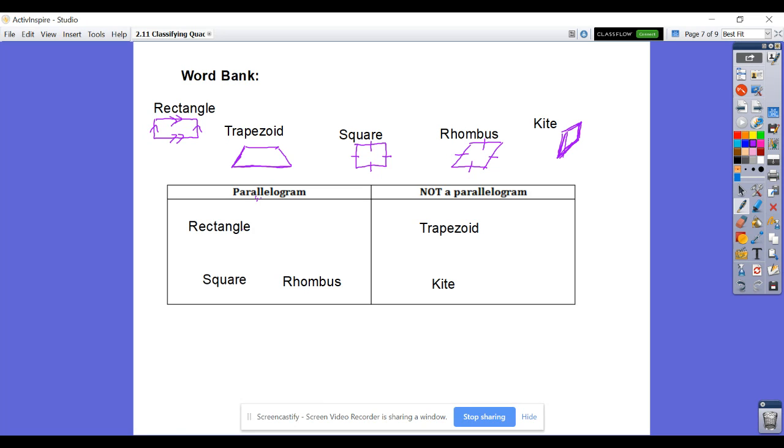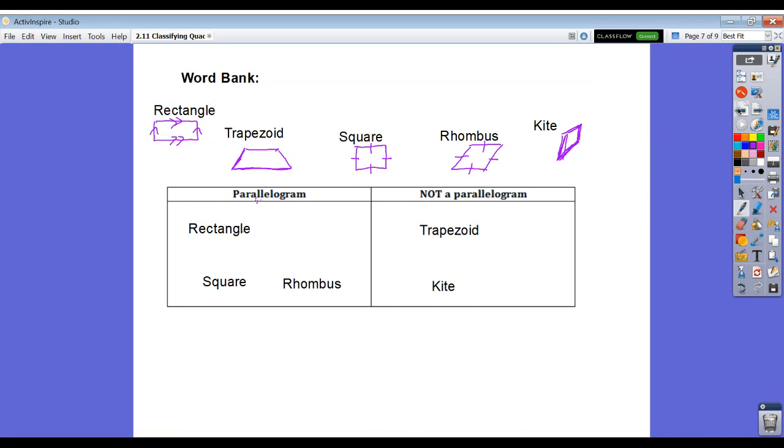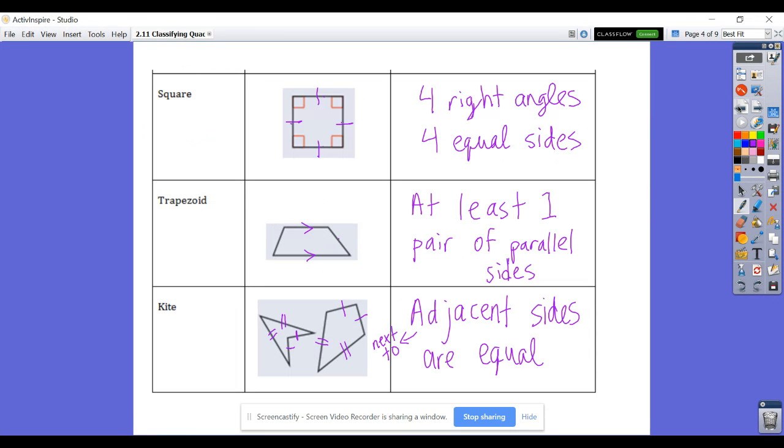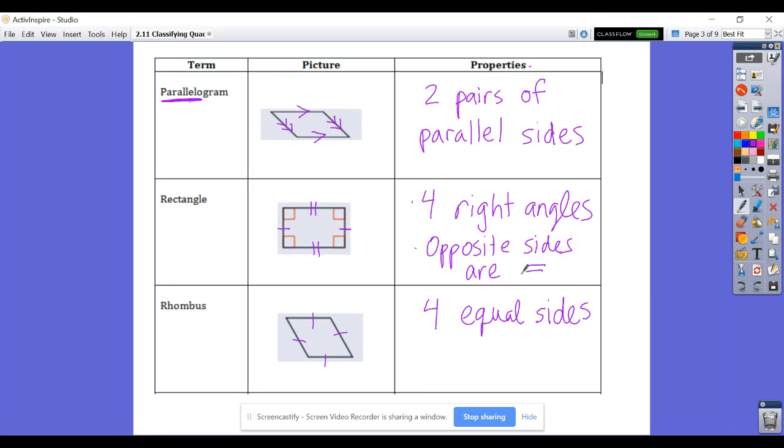Great job today. I know that was a lot of new vocabulary. Hopefully you have some fun distinguishing between the different quadrilaterals, and in the activity today you're going to get a chance to state what a shape is and give your evidence for that. So please remember to look back at all the great notes you took to help you with that activity.